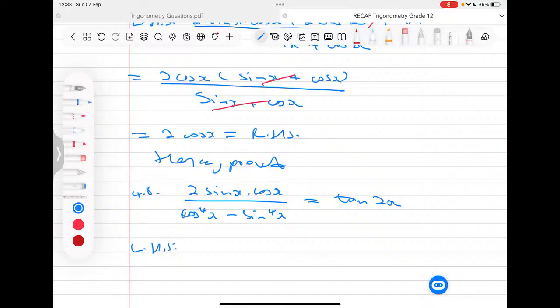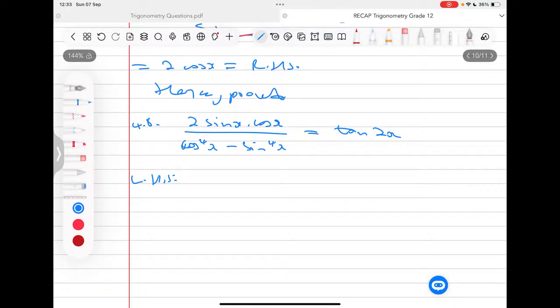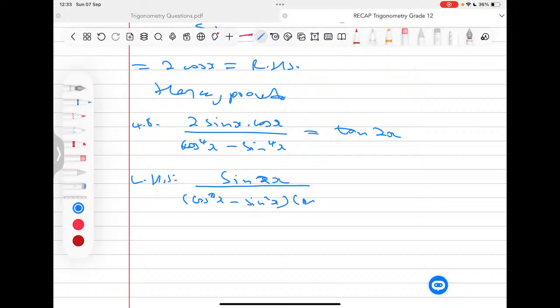Obviously, the left-hand side looks complicated to me. And as I was saying, the top part would be sine 2x, right? Because this is an identity here. And here is a difference of 2 squares again. We have dealt with this before, where we had cos squared x minus sine squared x, and we're multiplying this with cos squared x plus sine squared x. You should remember this from the previous question that we did.